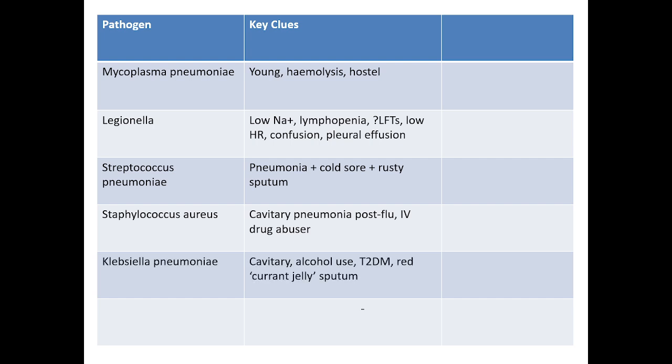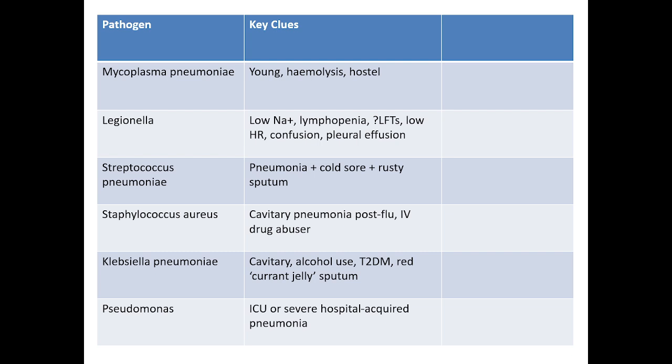After that, we have Klebsiella pneumoniae. In this case, the patient group will be an immunocompromised group, like they use alcohol, they have type 2 diabetes mellitus, and when you do the chest X-ray, you will have a cavitary lesion, and the color of the sputum will be red currant jelly.